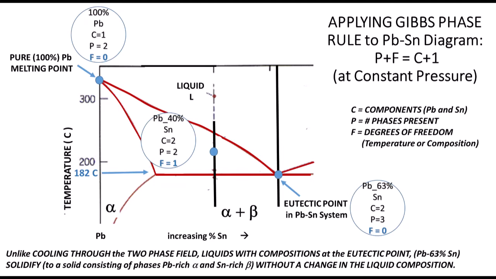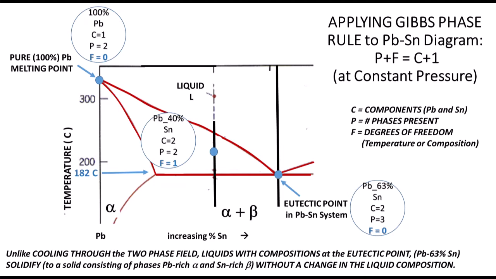Throughout the analysis of the lead-tin binary phase diagram, you will be asked to assess phase equilibria using Gibbs phase rule, which reads that the number of phases present plus the number of degrees of freedom is equal to the number of components plus 1 when pressure is considered a constant. For example, if we apply Gibbs phase rule at the melting point of pure lead, the number of components is 1, just lead. At the melting point, 2 phases can exist, liquid or solid. It's the transition between those 2 phases, so right at the melting point, both phases can exist.